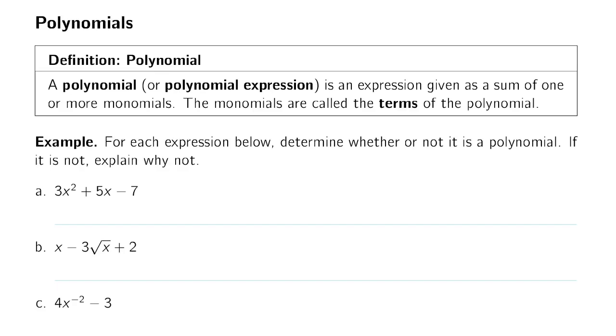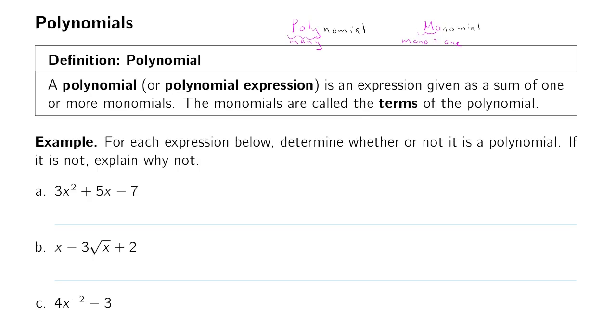Now that we've described a monomial, we can describe a polynomial. So notice these words. Polynomial starts with this root poly, meaning many, versus monomial starts with this root. We just have the mo part of mono, which means one. So a monomial is one term put together with multiplication. A polynomial is a sum of one or more monomials.